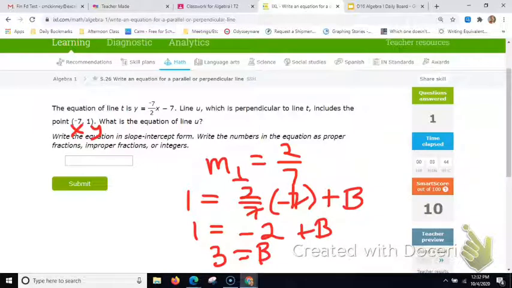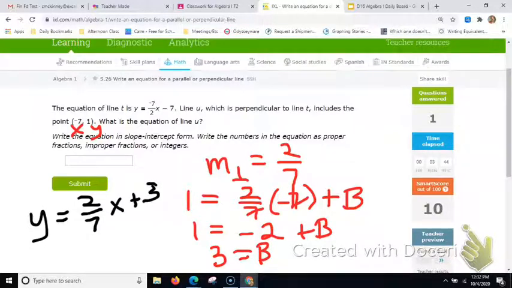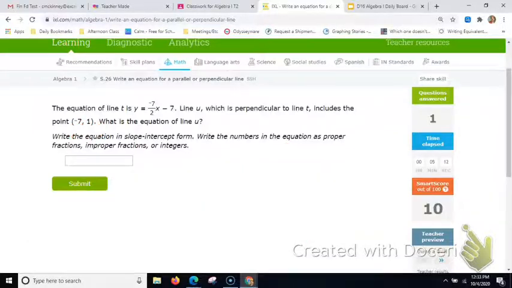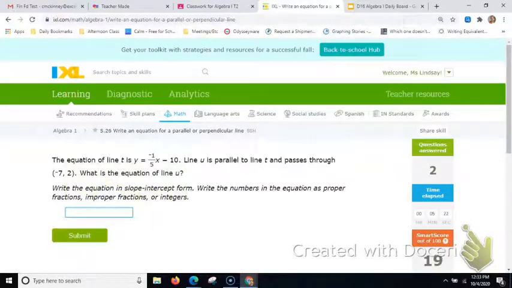So that one is not as messy as the last one. So this would be y is equal to, and we use this new slope. So if it's perpendicular and you find a new slope, you're going to use that new slope to find your b, and use that new slope when you write your equation. So y is equal to 2/7 x plus 3. They don't always have to have fractions.